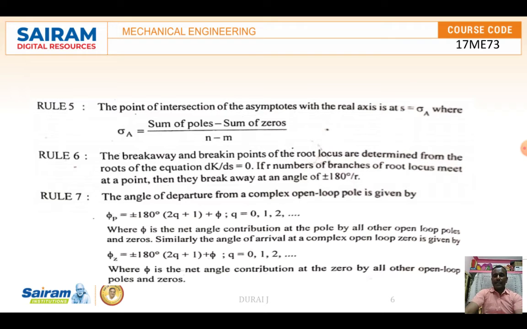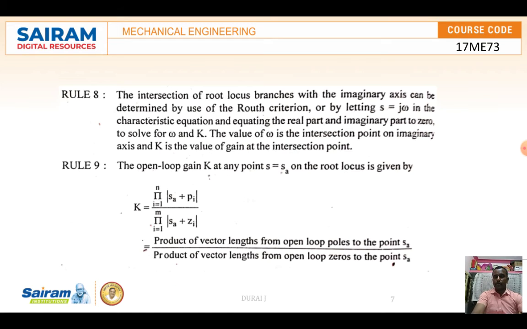Here φ is the net angle contribution at the pole by all other open loop poles and zeros. Similarly, the angle of arrival at a complex open loop zero is given by φz equal to plus or minus 180 degrees into (2q plus 1) plus φ, where q is equal to 0, 1, 2. Here φ is the net angle contribution at the zero by all other open loop poles and zeros.